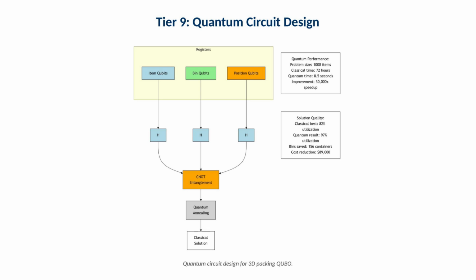This figure illustrates the quantum circuit or hardware mapping used for the three-dimensional packing quadratic binary formulation. In practice, a hybrid approach is often used. Classical preprocessing builds the formulation and decomposes the problem. Quantum annealing searches and classical post-processing refines and validates the packing.